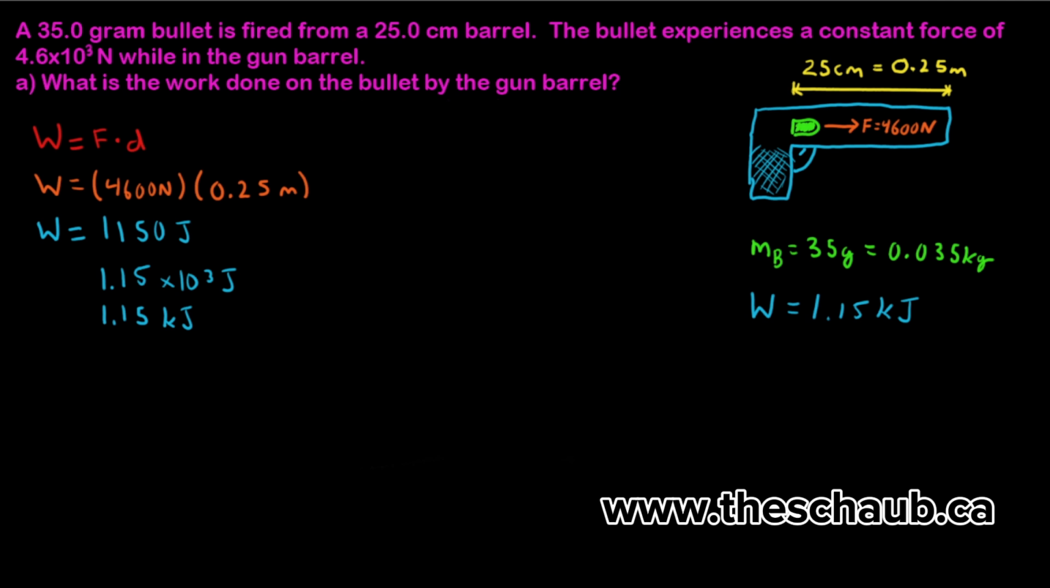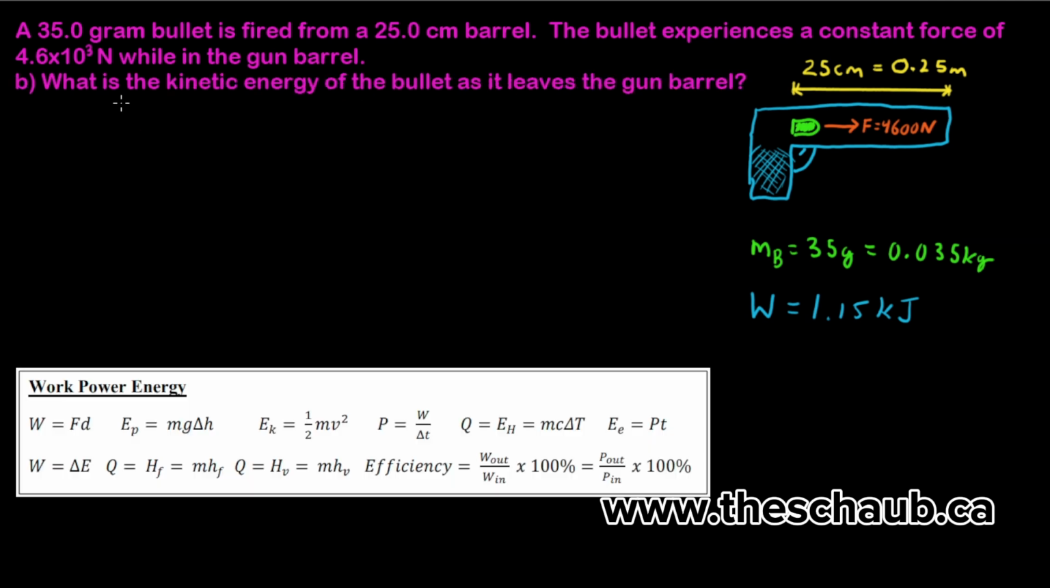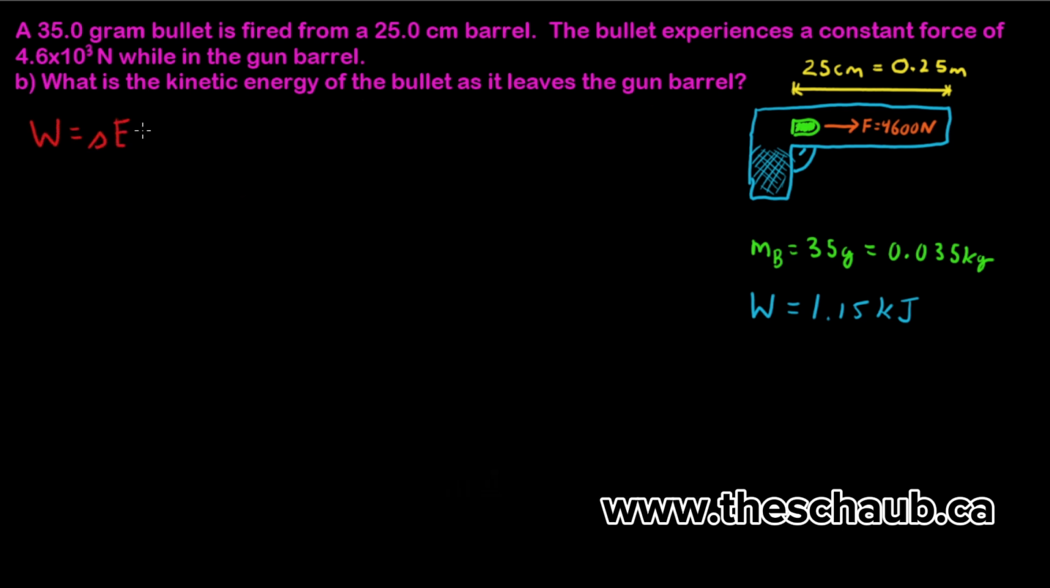And now we're ready to solve part B. In part B, we're asked to find what is the kinetic energy of the bullet as it leaves the gun barrel. To solve this, we'll use the work energy theorem. Work is equal to the change in energy. When accelerating a bullet in a gun barrel, the type of energy we have is kinetic energy. So we're going to be looking specifically at the change in the kinetic energy. Change in kinetic energy is equal to the kinetic energy final minus the kinetic energy initial that the bullet has.